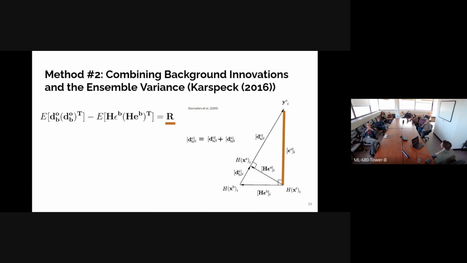The second method that we're going to look at also uses similar ideas. This is proposed by Alicia Karspeck, who was a postdoc here at NCAR, in 2016. What we're doing here is we're going to, again, take our background innovations. We're going to also look at our background error projected into observation space. And almost by the Pythagorean theorem in some sense, but again switching back and forth between the statistical and geometric interpretation of what's going on here, we get this estimate again of the observation error variance.